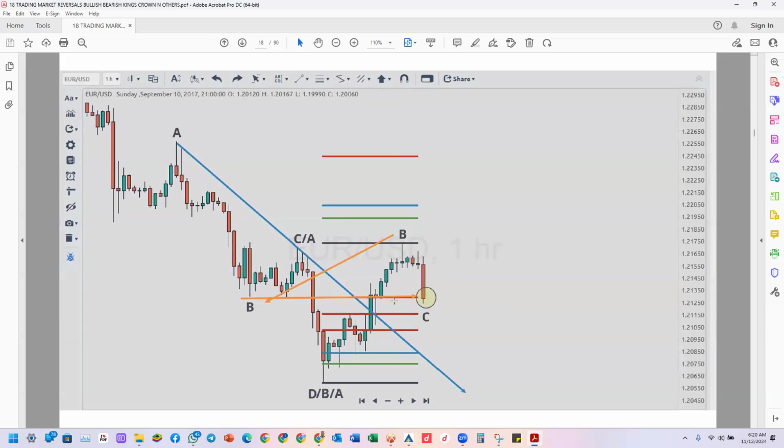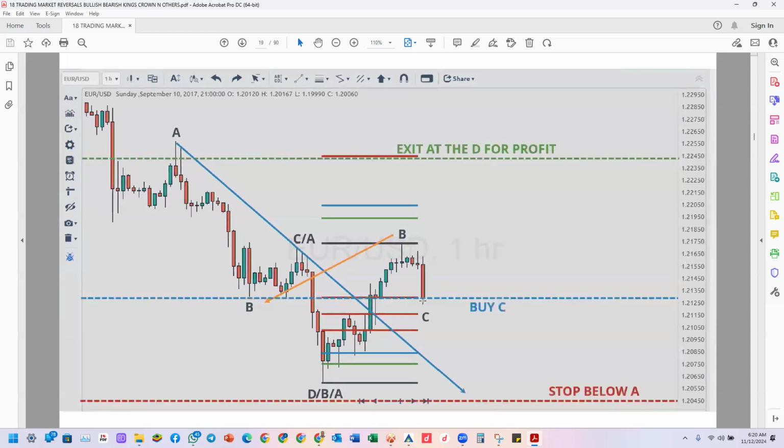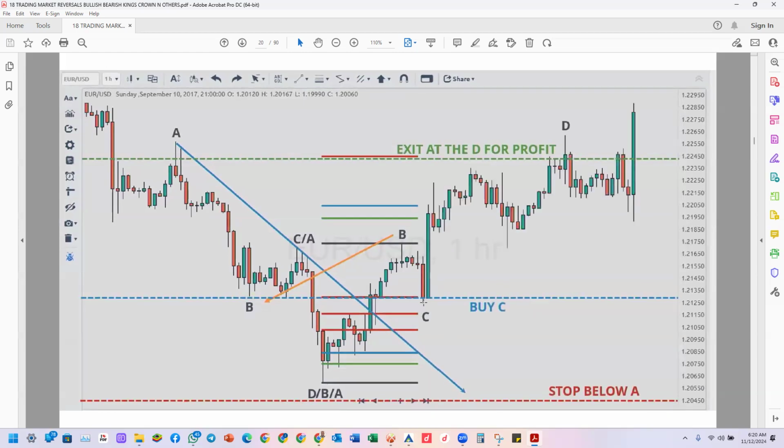If you are very, very aggressive, you might just put a trade there. You may not necessarily need to wait for the candlestick pattern. And then you mark your entry, you mark your exit, you mark your stop loss. Okay, and then the market gives you, boom, look at the massive bullish candlestick.